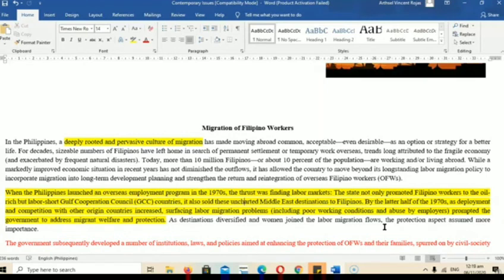But when we say international migration, for example, from the Philippines to the United States of America, from the Philippines to Australia, so that is international migration. And this ends our discussion about the Forex, oil price fluctuation, and the migration.